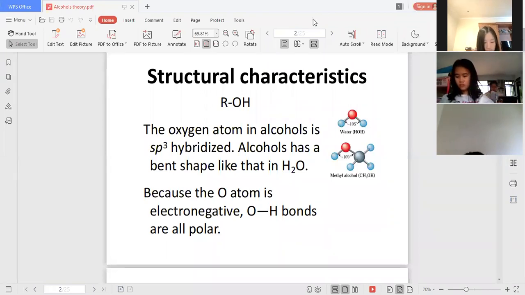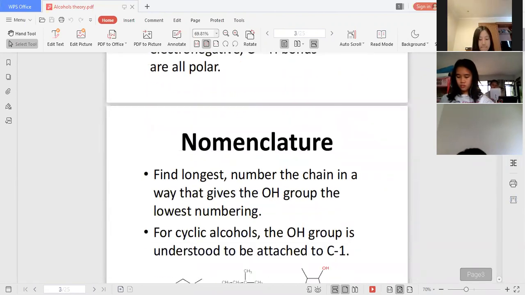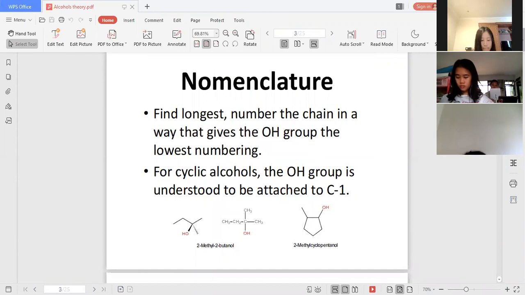Okay. Now let's continue to this one. Nomenclature is for naming the alcohol. In order to name, we have to find the longest carbon chain, called the main carbon chain. And then next, number the chain in a way that gives the OH group the lowest numbering.